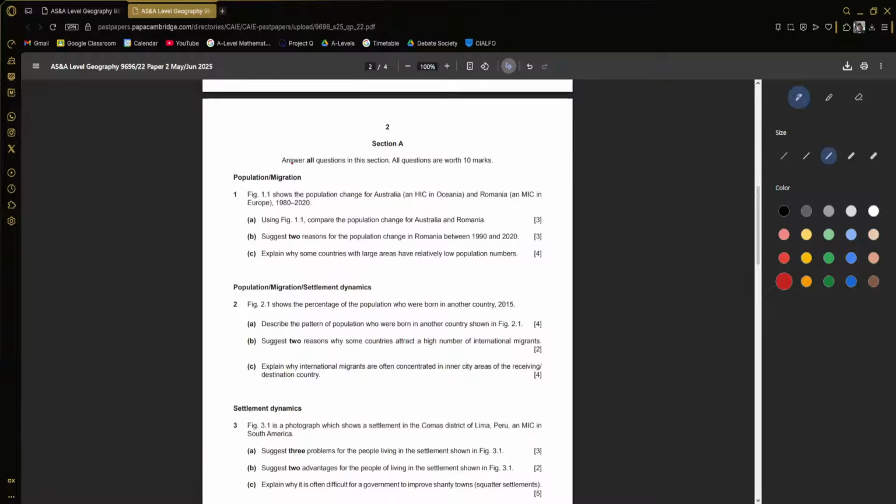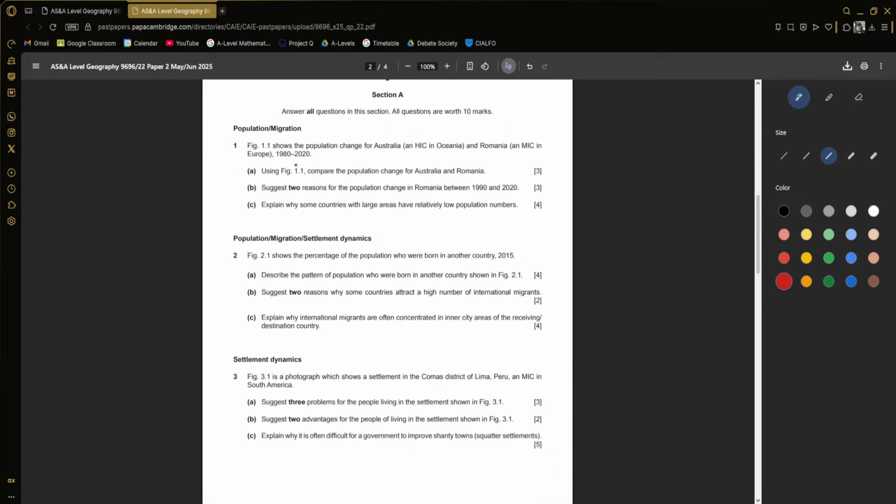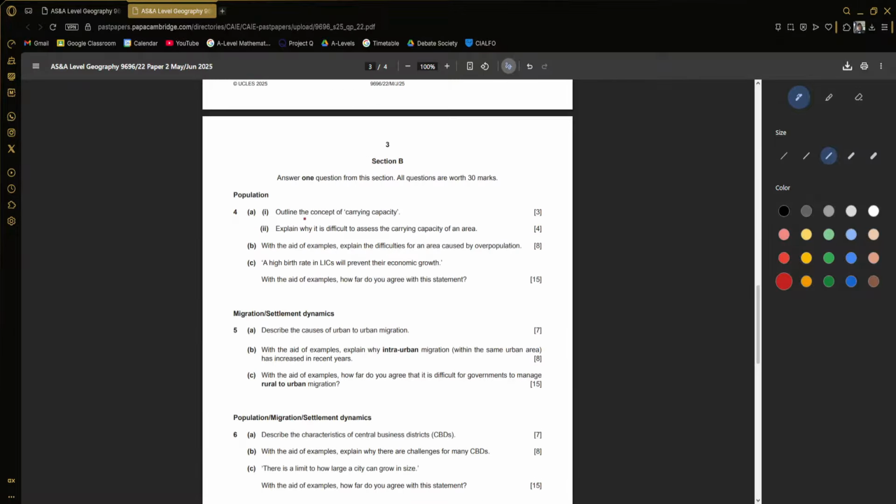So section A is something that you have to answer. And one interesting thing to note about human geography and section A is that there's a mix of topics. You can see here, population is combined with migration. Topic 1 is generally about population, but there's some inclusion of migration over here. Topic 2 is generally about migration, but as you can see here, there's population slash migration slash settlement dynamics, whereas settlement dynamics is just settlement dynamics.